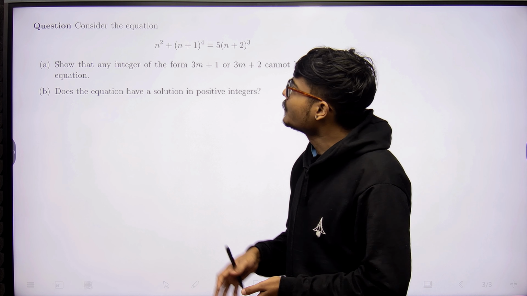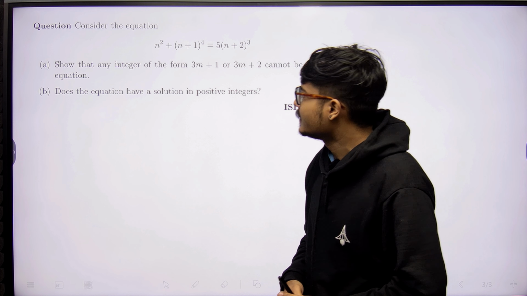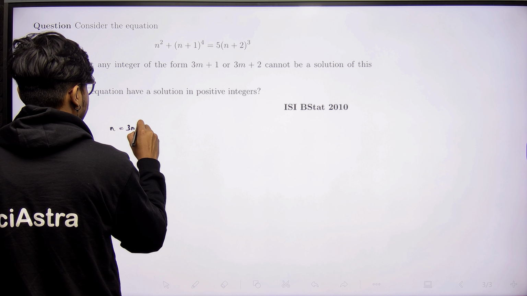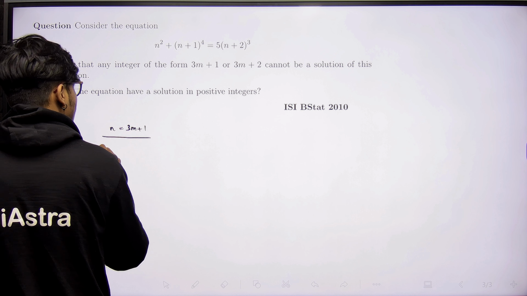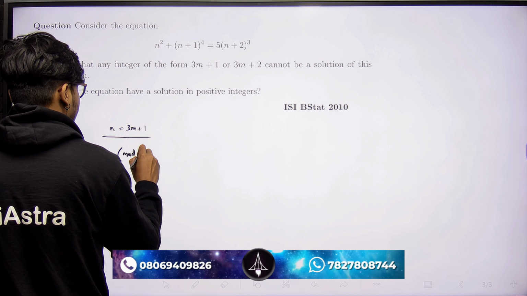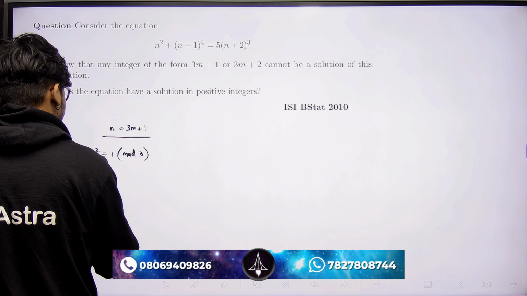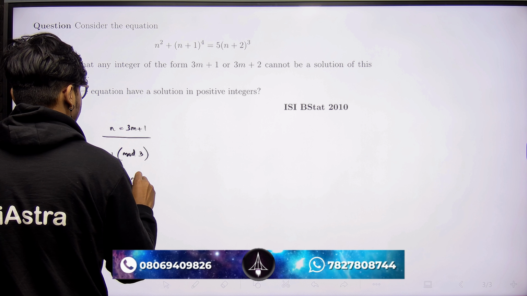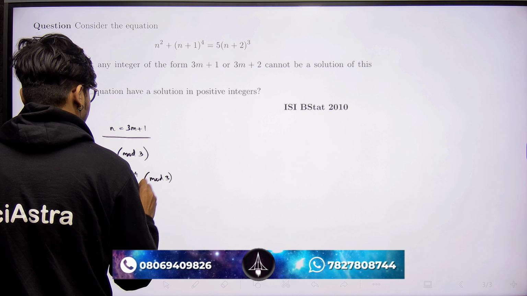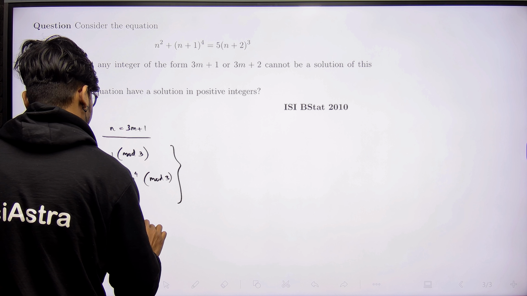Now for the first part, what we can do is look at the remainders the left hand side and the right hand side leave when you divide by 3. So assume that n = 3m + 1 is a solution. So n² is going to be congruent to 1 mod 3, and (n + 1)⁴ is going to be congruent to 2⁴ mod 3, which is just 1. So the LHS is congruent to 2 mod 3.